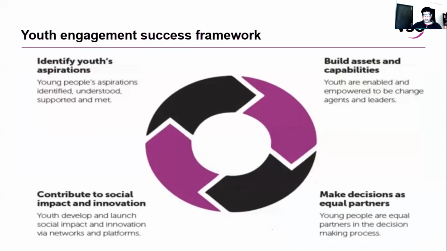This is the youth success framework that we have developed based on our experience of working with young people and the evidence that we have, and is something that we designed right into our programs. It includes identifying the aspirations of young people, building their assets and capabilities, making sure they are equal partners and are part of all decisions, and also contribute to social impact and innovation. That's something that we design into our program. So again, you'll probably hear a little more about this later in the webinar, but this is essentially the framework that we use for designing the engagement of young people in our programs.